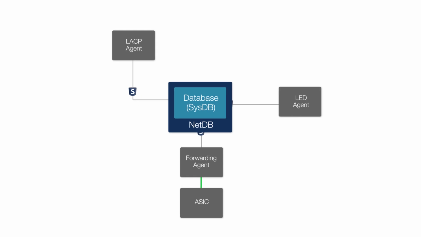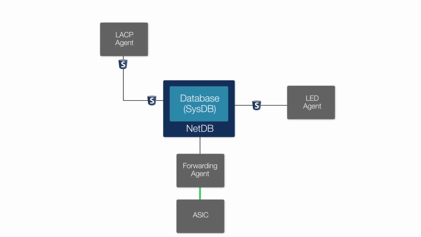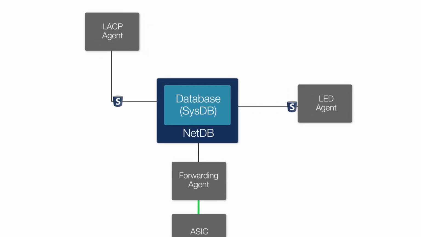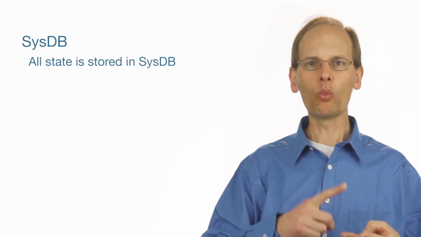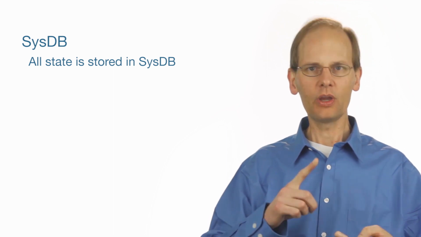EOS is built on an architectural component called NetDB. This is a network-wide database that retains all of the state associated with the network and the networking devices. At the core of NetDB is SysDB, a system database on a single switch. Within SysDB, we store all of the state of switching. Which links are up and which links are down? What routes have we learned from which neighbors? Which VLANs are assigned to which ports? What are the temperatures and the power supply voltages and all the counters? All of this state is stored in SysDB.